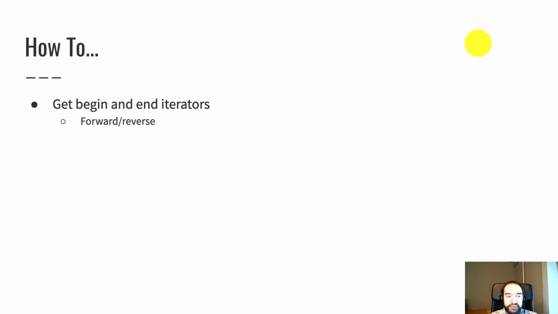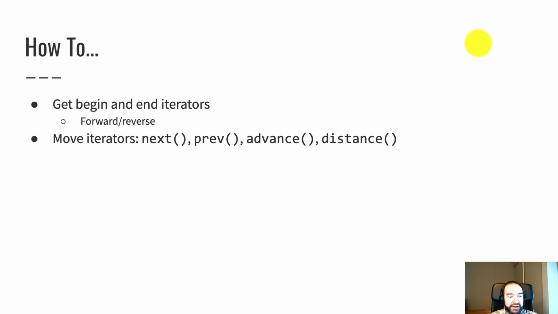There's both the forward and the reverse version of that for bidirectional iterators. How to use these top-level functions, these ordinary functions, next, prev, advance, and distance. There are convenience functions that help you work with iterators. How to loop using iterators.